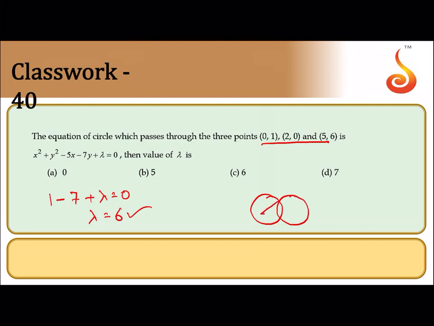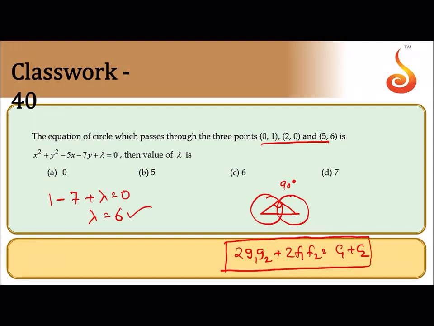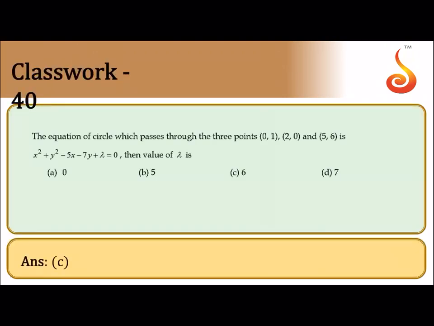And one more concept left over is orthogonality of 2 circles. 2 circles are said to be orthogonal when angle between them is 90 degrees. The formula is 2g1g2 plus 2f1f2 is equal to c1 plus c2. This is the condition for 2 circles to be orthogonal. Orthogonal means if I draw tangent here at the point of intersection, angle between them is 90 degrees. That is the only concept left over for CET.